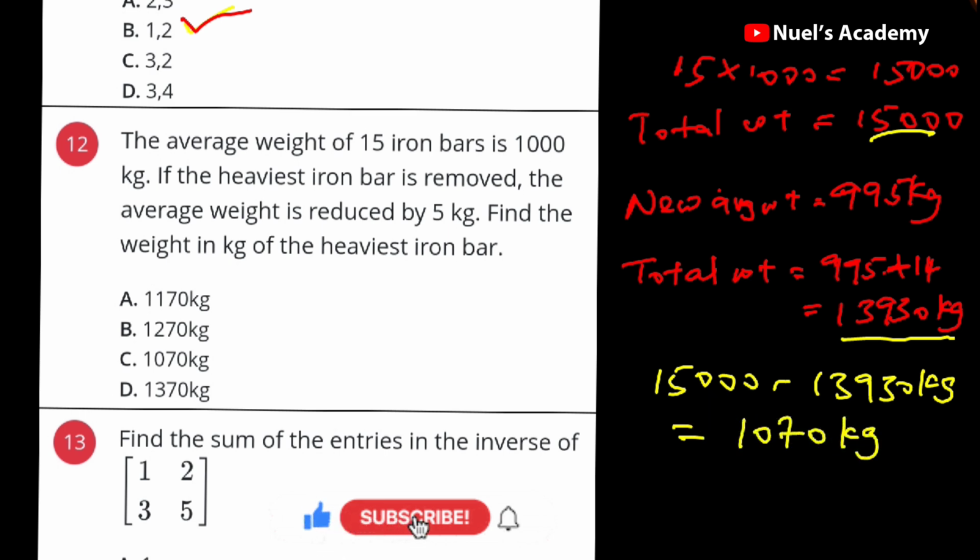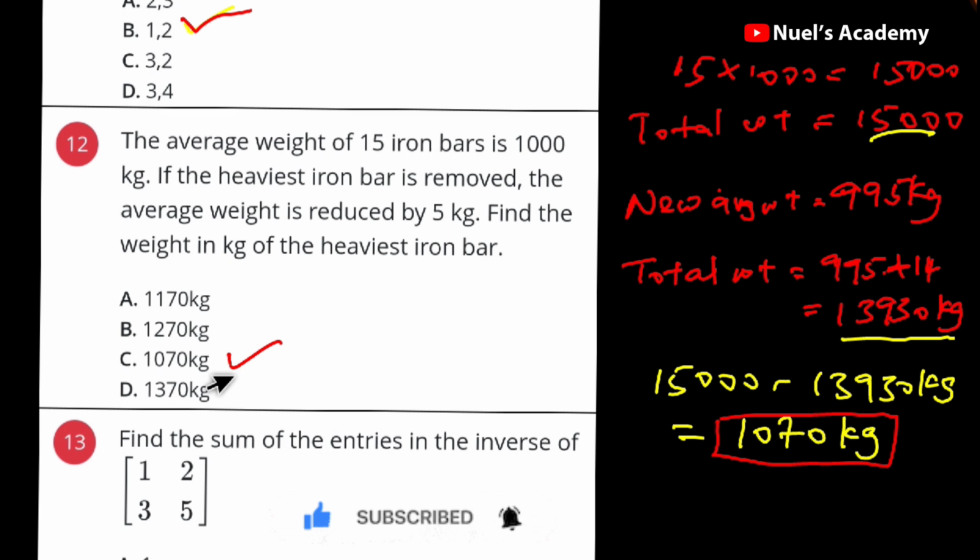And so this one is the answer to this question. And from these options, 1070 kg is equal to option C. So this is the answer to this question. Let's move to question number 13.